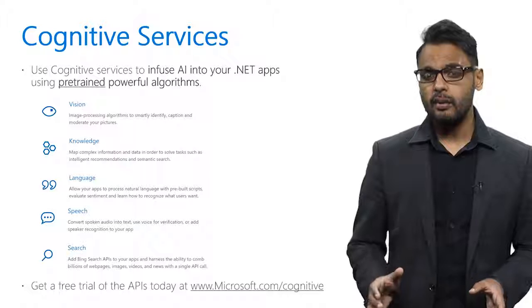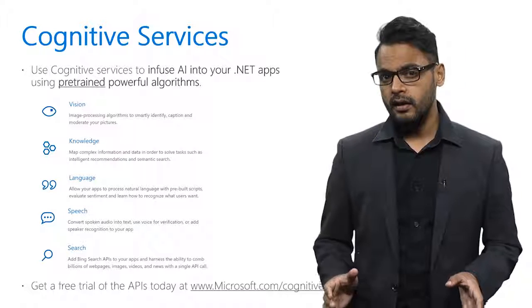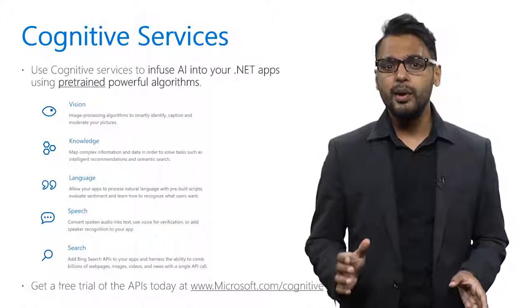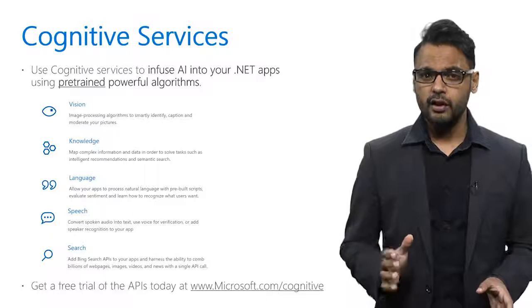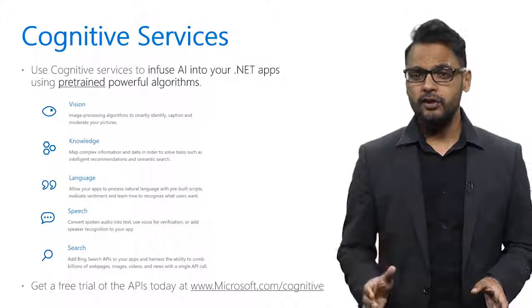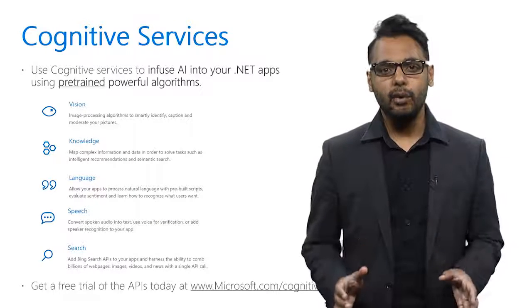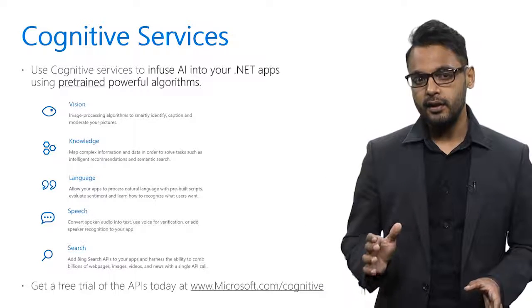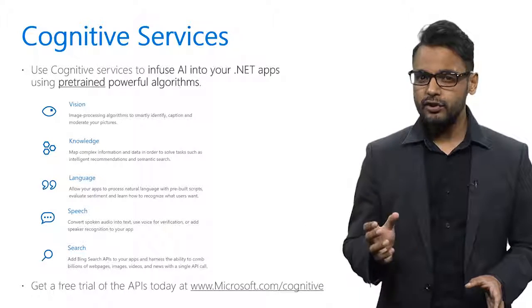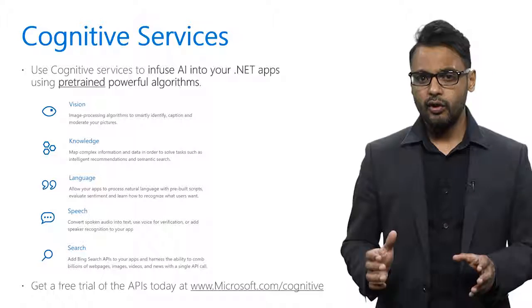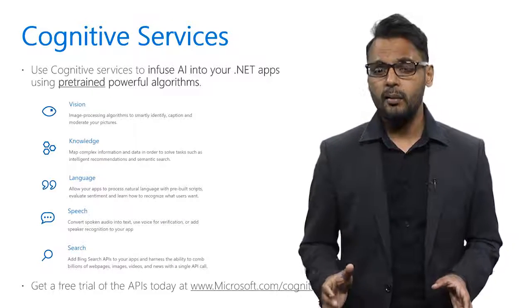The first one we want to talk about is Cognitive Services. Cognitive Services provides a variety of pre-built and trained models like vision, knowledge, language, speech, and search through REST API endpoints, which you can easily integrate into your C# application with just a few lines of code. You can try these APIs at Microsoft.com/Cognitive today.